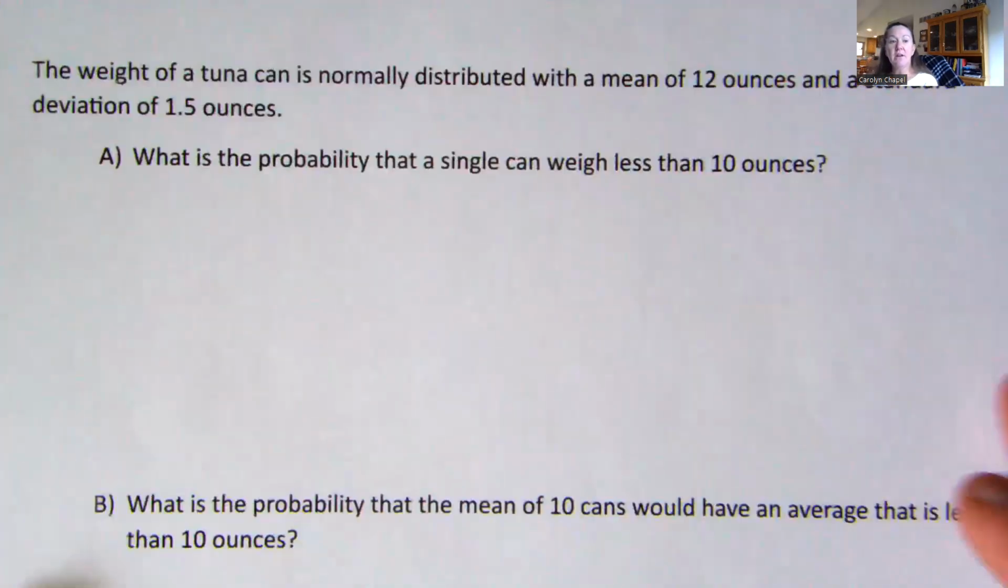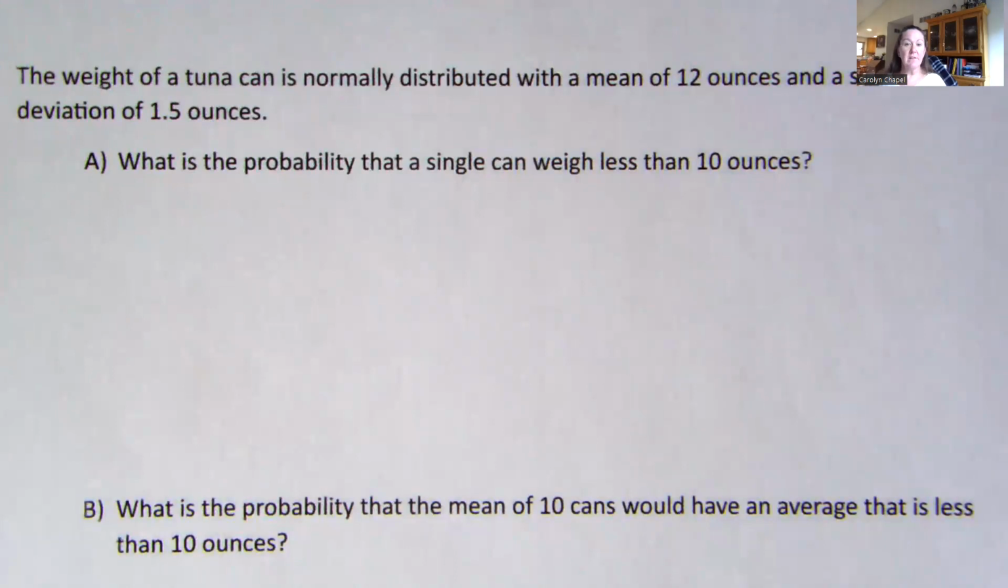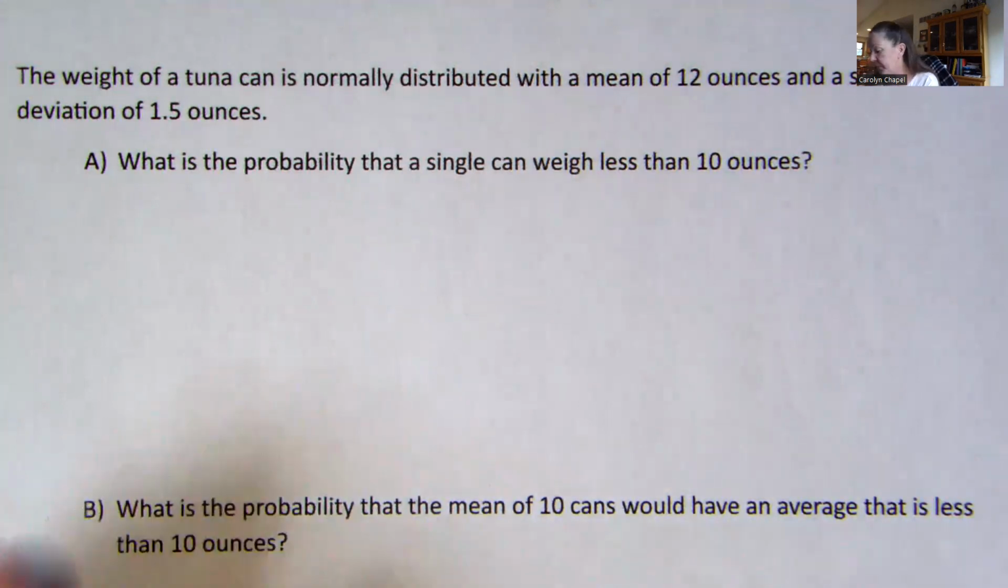All right, so we've got a tuna can. The weight of a tuna can is normally distributed with a mean of 12 ounces and a standard deviation of 1.5 ounces. And I want to find, first of all, what is the probability that a single can weighs less than 10 ounces?